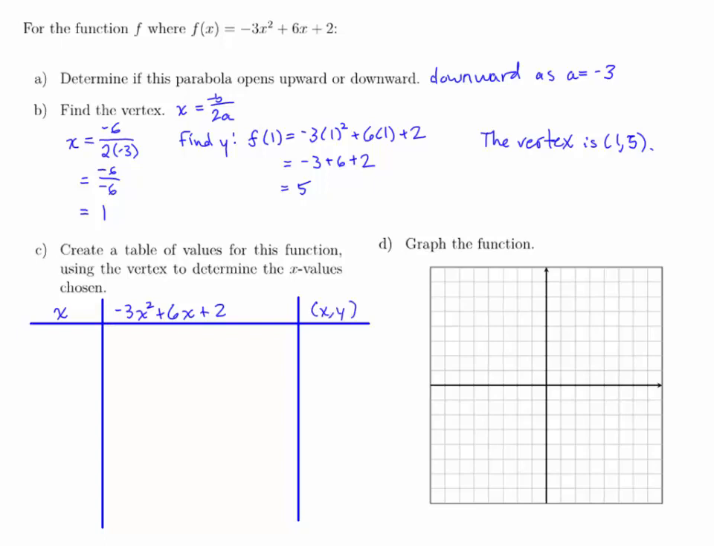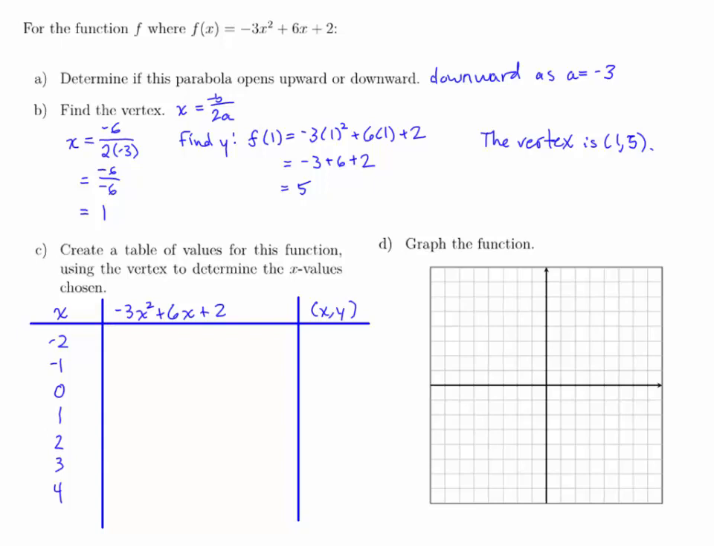Okay, so my vertex occurs at 1. So I'm going to put 1 in the middle of these x values. And then I want a couple points on each side. So going down, I'll go 0, negative 1, negative 2. And then going up from 1, I'll go 2, 3, and 4. And I may not put quite all of these on my graph, but I want to find some of these function values.